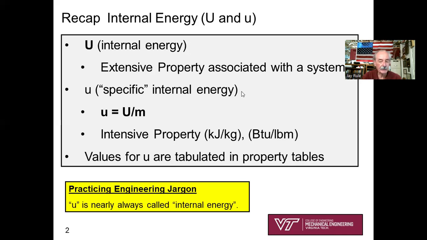And we do that as a shortcut. So you're just going to have to live with us on that, but do recognize that little u is formally specific internal energy, and that's the intensive property version of internal energy. Units are going to be kilojoules per kilogram and or BTUs per pound mass. And so recognize that values for little u are tabulated in the property tables, not capital U. Okay. Oh, and I see in my little yellow text box, it says little u is nearly always called internal energy.